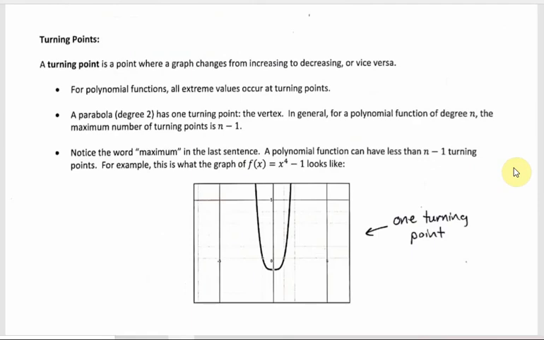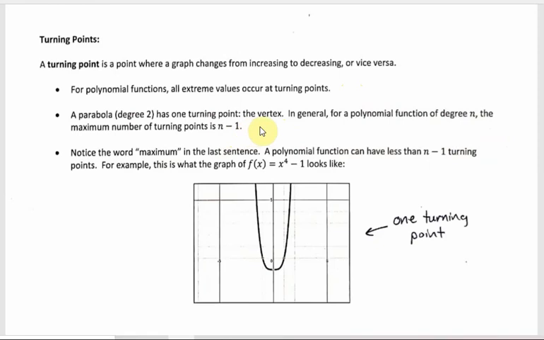Another thing going along with the local maxes and local mins is the idea of a turning point, which is where the graph goes from increasing to decreasing or decreasing to increasing. And all extreme values are going to occur there for polynomials. And then a natural question as well, how many turning points should you expect? There isn't a specific number that you should expect, but there's a maximum number that you could have. So it's n minus 1, where n is the degree.